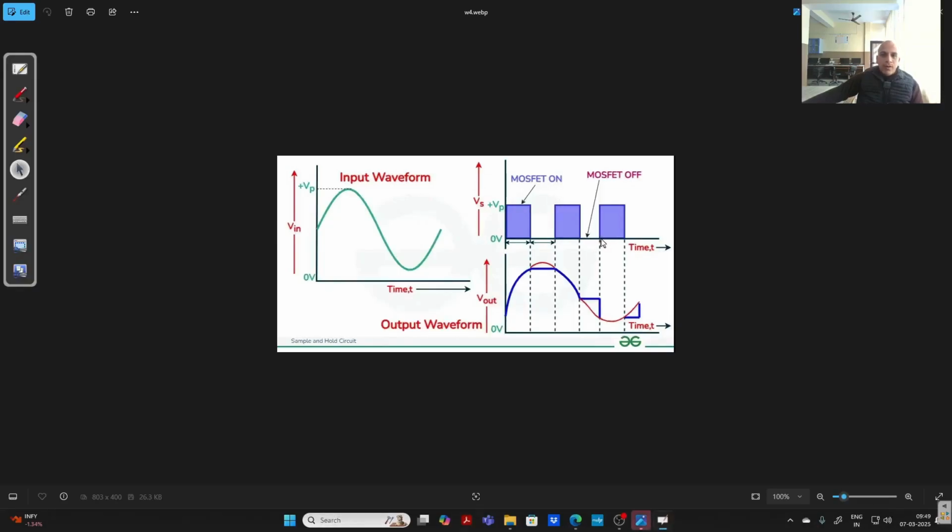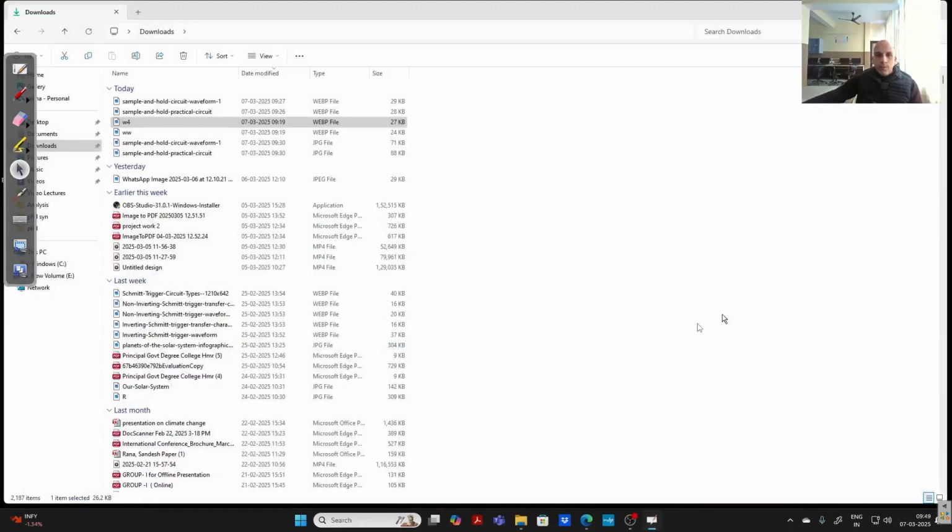MOSFET on, MOSFET off, and this is the holding period, and this is the sampling period. So in this way we can take the samples of the input waveform, and we can convert a given waveform into a kind of digital format. I'm saying kind of digital because we have to further process it in order to convert it into a fully digital format. So this is the way this circuit will work. I will show you a simulation that will make things even more clear.